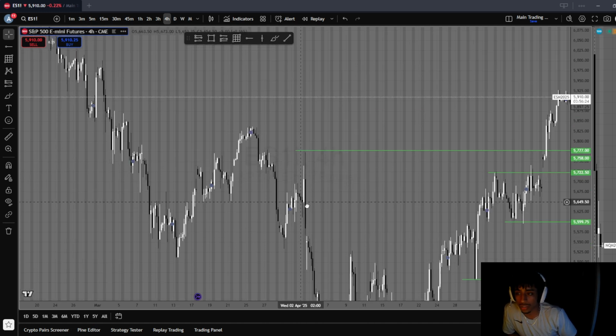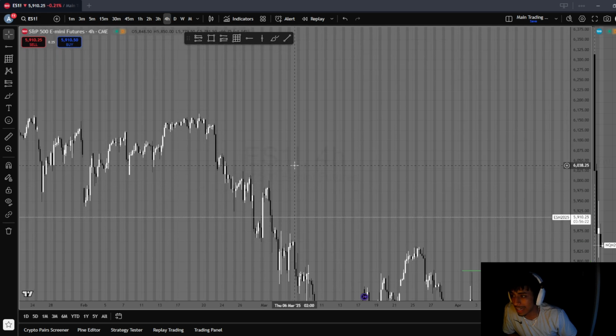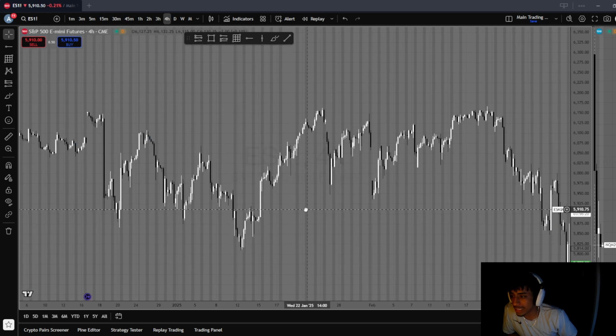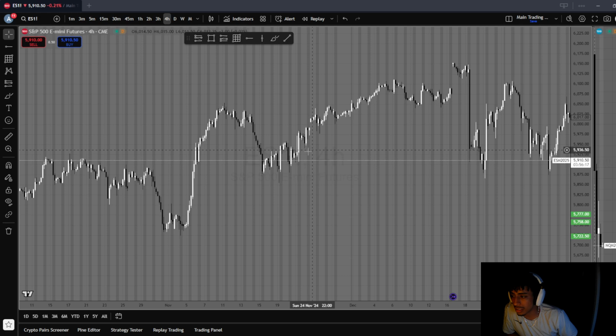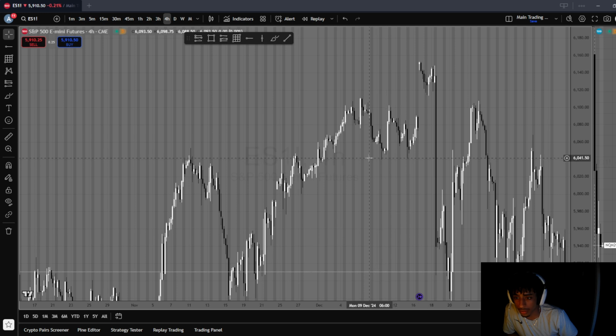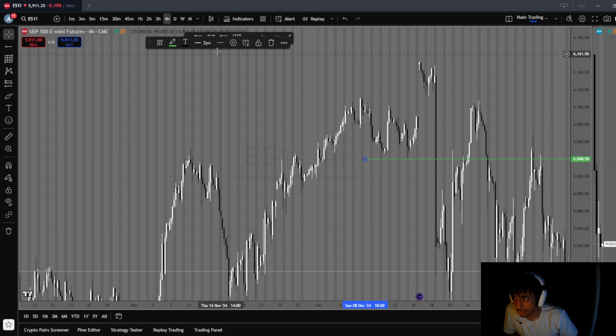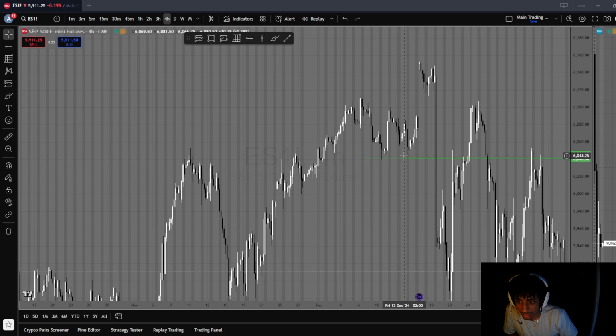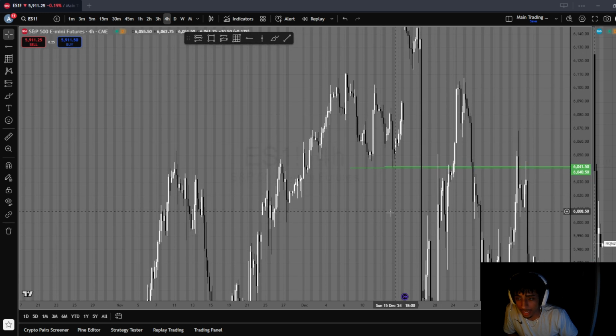Another strong draw on liquidity is relative equal highs, right? That's when we have two equal highs that are relatively at the same level. It also stands for lows as well, relative equal lows. So right here, we have these relative equal lows. They're basically the same, right? Obviously, we know this is a draw on liquidity, and then we have this thing right next to it that's also a draw on liquidity.